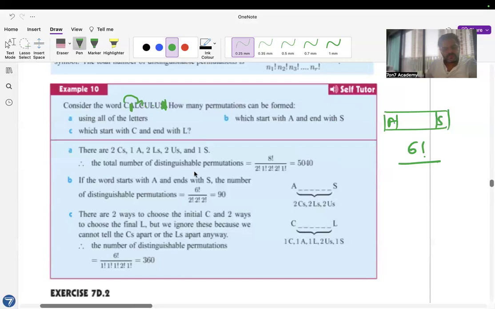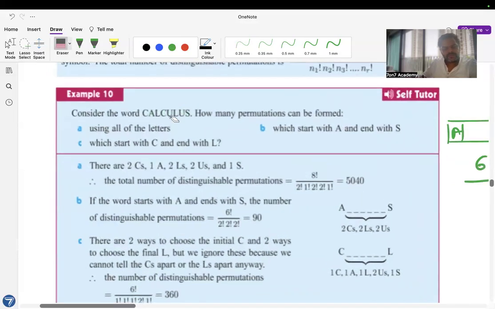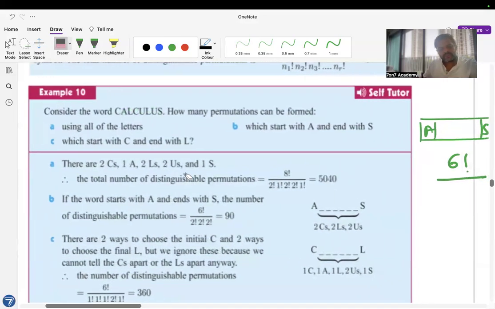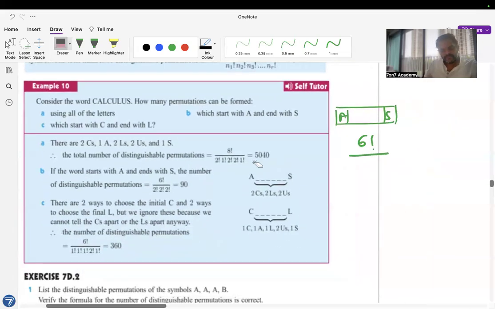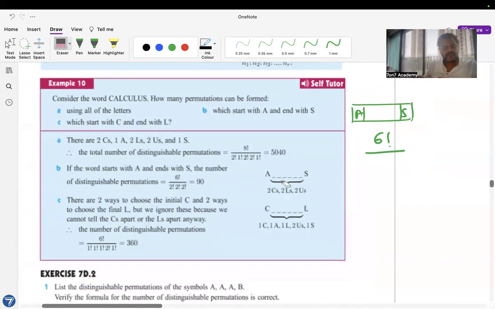Now find out how many are same. Like 2 L's, 2 U's, 2 C's are there. So that you have to divide it by 2 C's, 2 L's, 2 U's. So that's how you have to divide it. Okay.